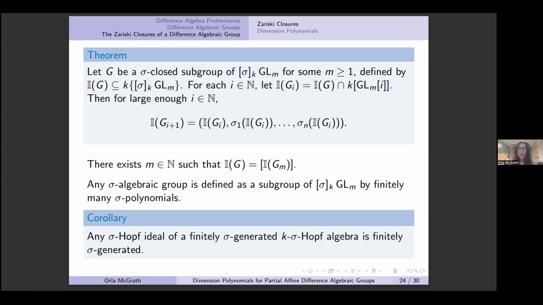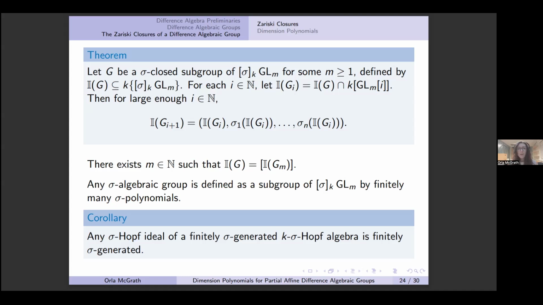And as I mentioned earlier, this then gives us a class of difference ideals which are finitely difference generated. It's a bit wordy. Essentially, it's the same result that we've just had, because any difference Hopf ideal of a finitely difference generated difference Hopf algebra corresponds to a difference algebraic group. So we can see that it's the defining ideal for a difference algebraic group, and so it's finitely difference generated.